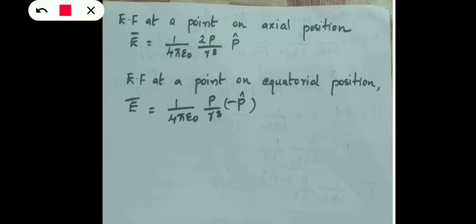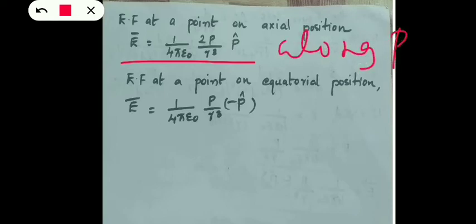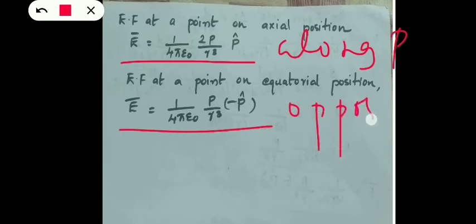Now we can have a comparison between the electric field intensity due to a dipole at a point on the axial position and the equatorial position. For the axial position, the electric field intensity is E equal to 1 by 4 pi epsilon naught into 2p by r cube into p cap. Here the electric field acts along the dipole moment p. And at a point on the equatorial position, the electric field intensity acts opposite to the dipole moment p.